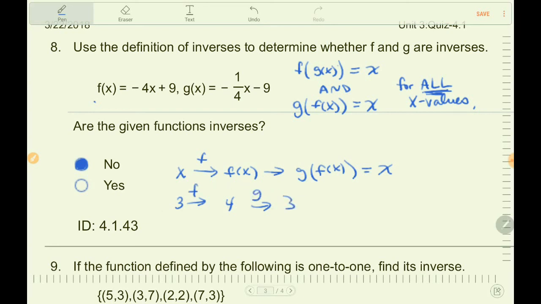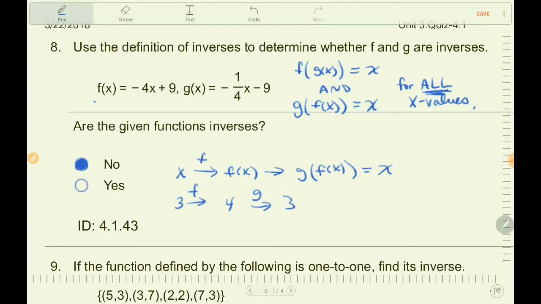If that were to happen, and I was to say, yeah, f and g are inverses because 3 maps to 4 and then 4 maps to 3, that would not be sufficient, because that would only be one instance in which that kind of outcome happens, and it needs to happen for every single possible x value.